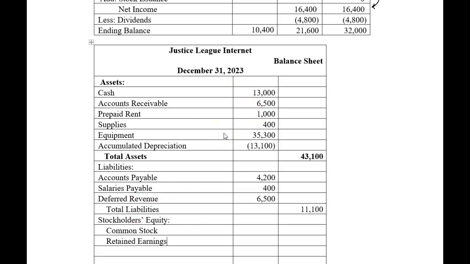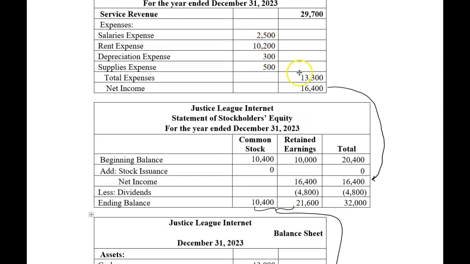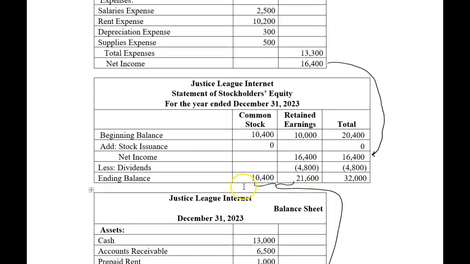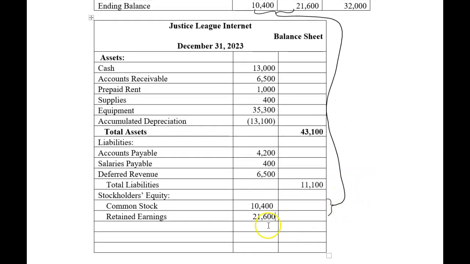So here's your connection. You're going to simply take these two balances and we're going to drag them down. And we're going to place them right here. Okay, we've already got the summary. We just need to put in our balances. So we got $10,400 for common stock and $21,600 for our retained earnings. So notice those relationships. The income flows into the statement of equity. Statement of equity, your final balances there will flow into your actual balance sheet. And then we get our total stockholders' equity.